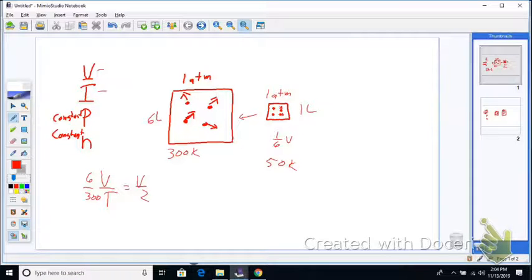That's the same as what? This should be a T2. I don't know why I put T. So the volume is 1, and that's 50. You get the same answer out? 1 over 300 is the same as 1 over 50, right? Okay, so this is V over T.